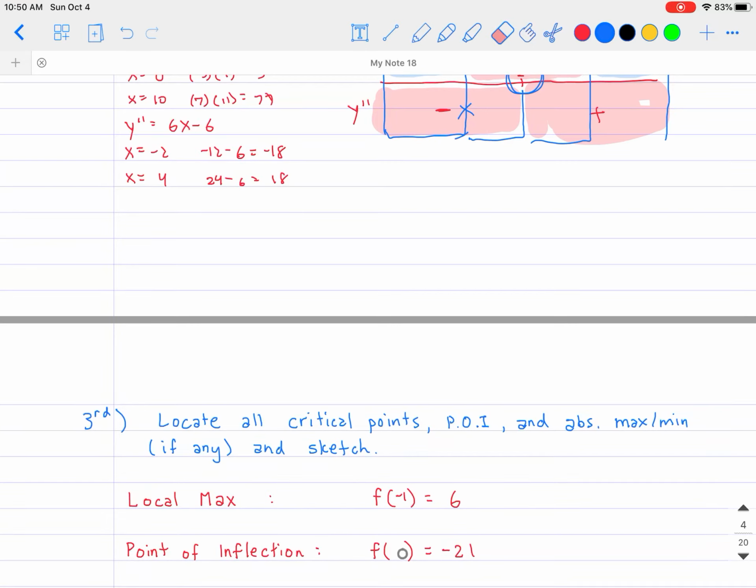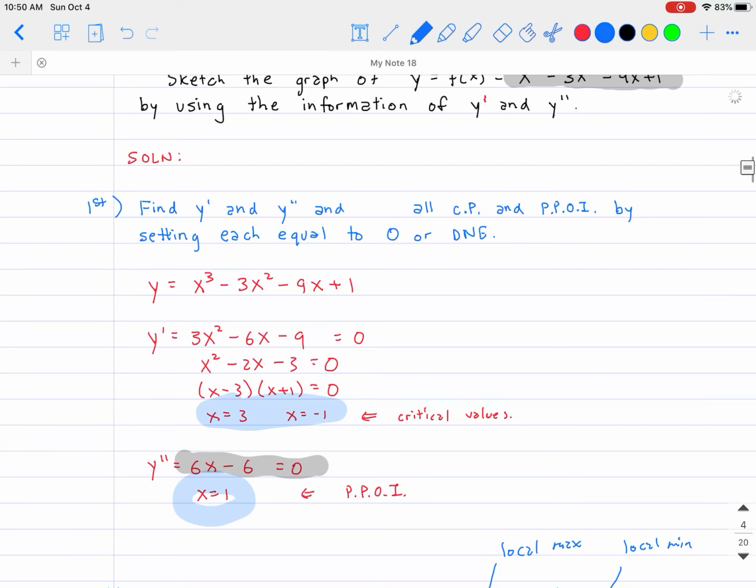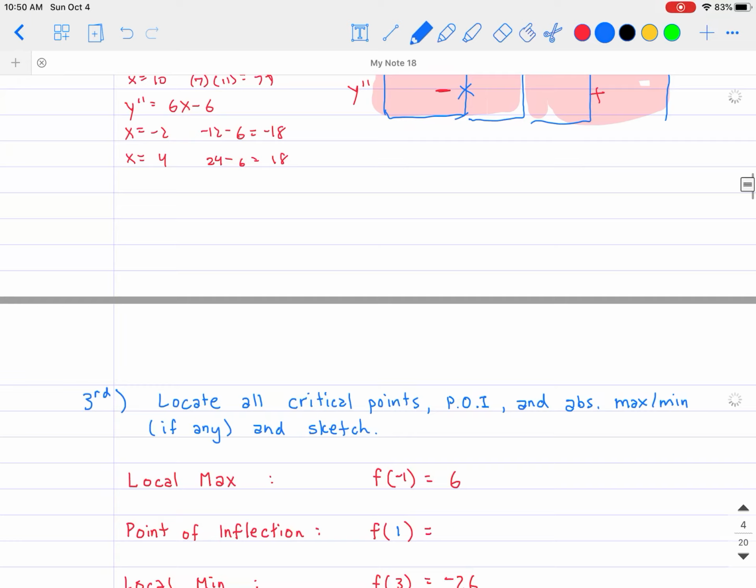I think I messed up in this case. So let me go ahead and change that a little bit. Okay. So I'm supposed to find a point of inflection, which is at x equals 1. And if I take that and put it in my original equation, which was supposed to be over here, so if I plug in x equals 1, we're going to get 1 minus 3 minus 9 plus 1. So that looks like it's going to be -12 plus 2. So that's equal to -10.